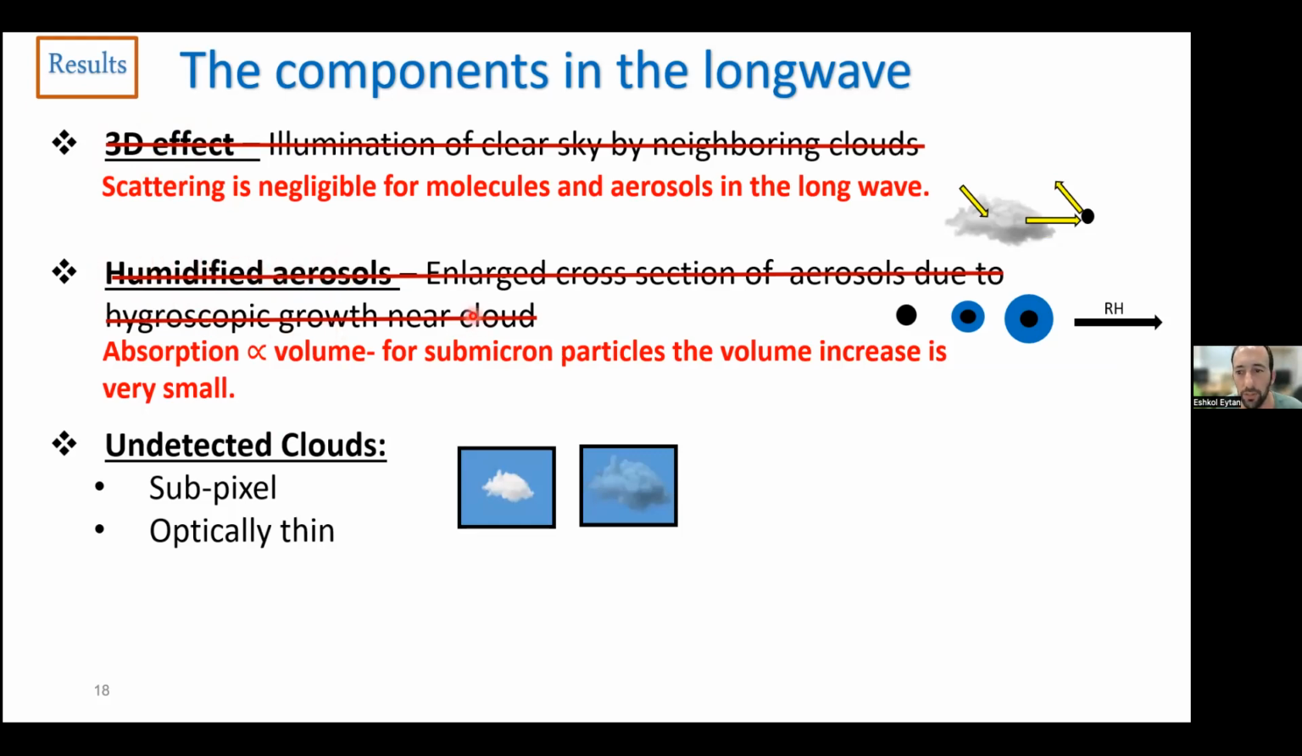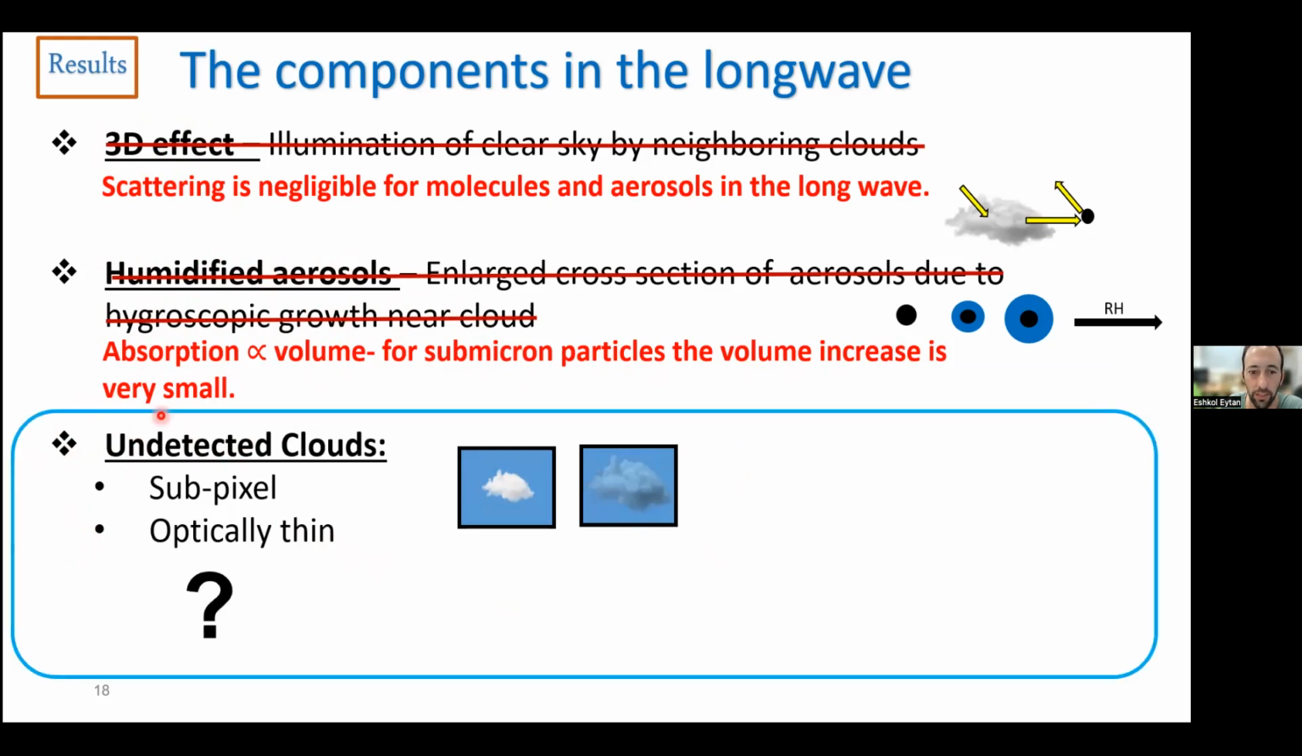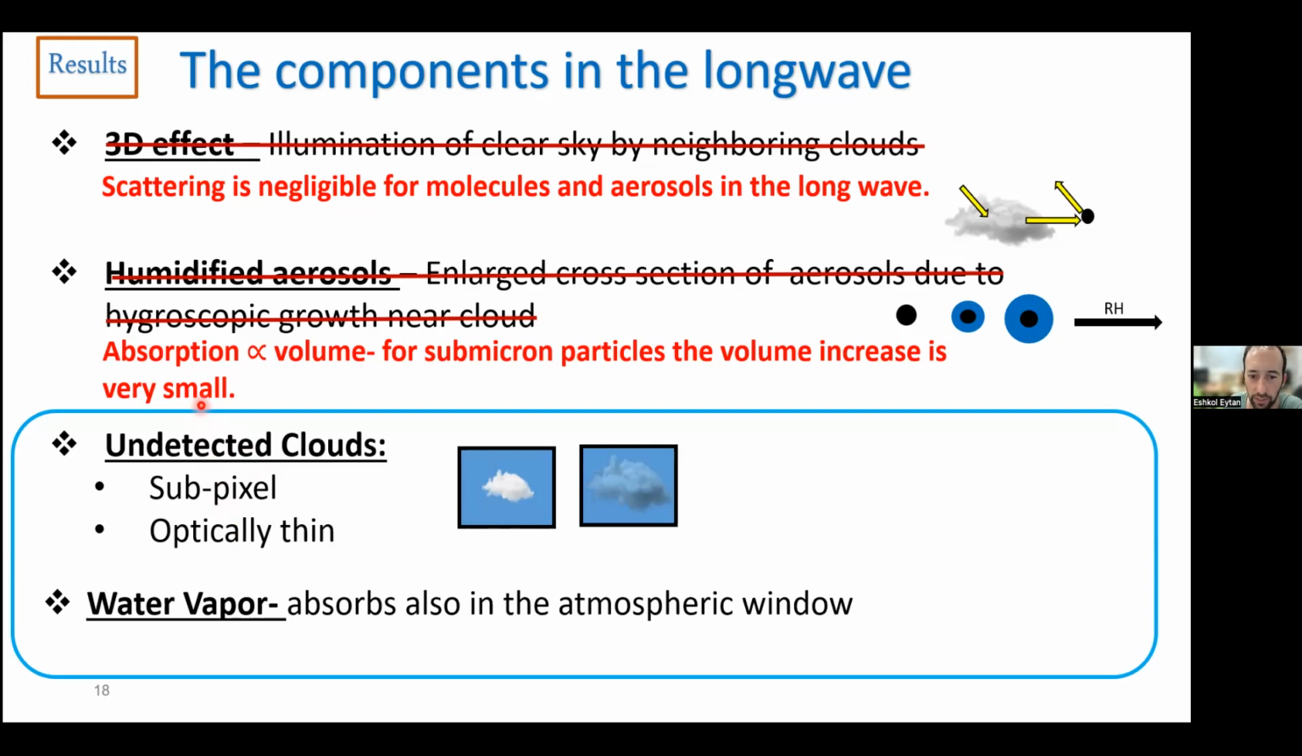To give some intuition, you can think of it that absorption is proportional to volume. And because these particles are so small, their volume is also so small that it barely influences the absorption inside the medium. So we are left with undetected clouds, which are the main players in the long-wave cloud twilight zone. But this is not all of it, because as I mentioned before, we also have some water vapor extinction inside the atmospheric window. So high concentrations of water vapor can also contribute to the effect that we observe.